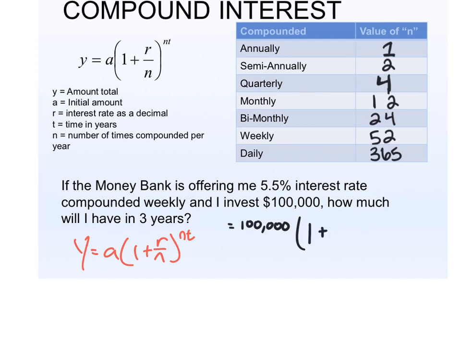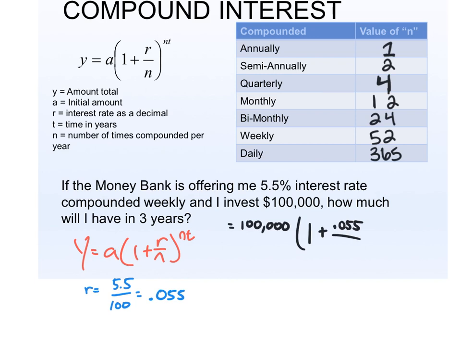Well, what is the R value here? Well, we know our percentage was 5.5. But to make that into a decimal, we got to take 5.5 and divide it by 100, which would give us 0.055. So the top part in here is 0.055. Is anybody lost yet?